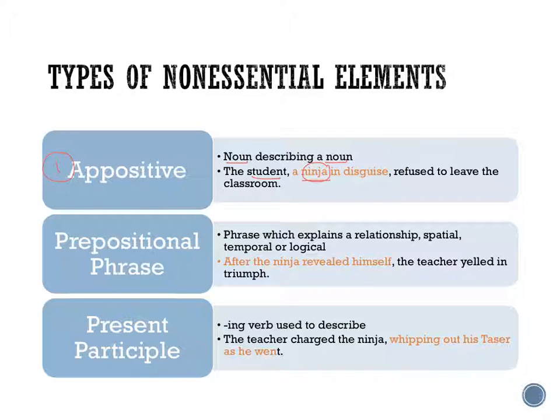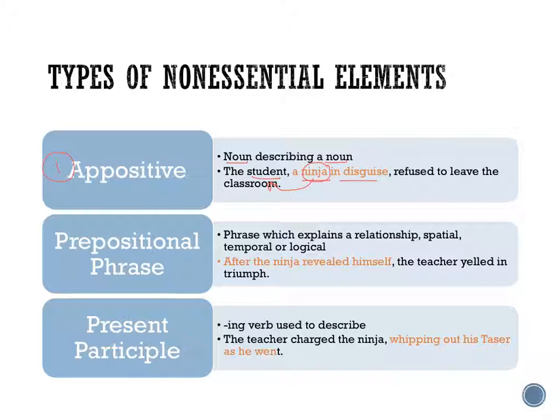Ninja is the main noun to describe student, but we can also say, for instance, he's in disguise, or we could say some other phrase to help build that image. Okay. The main sentence still remains the student refused to leave the classroom. The appositive is simply helping us get some further information about the subject in this case.